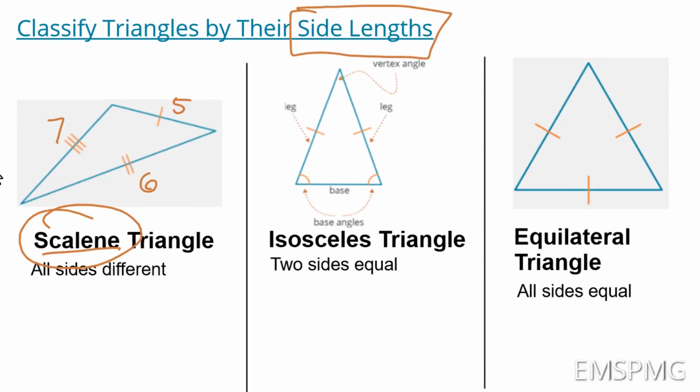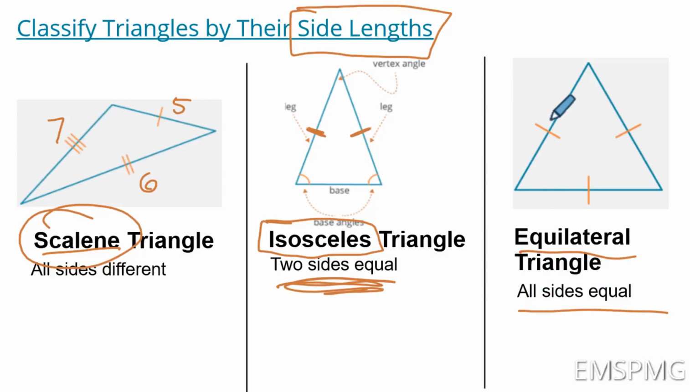Now check out what if you have two sides that are equal. That's called an isosceles triangle. That's kind of a funky word there. So you can see from these indicators that this side is congruent to this side. So this is an isosceles triangle. And the final one that you can classify triangles by side lengths is equilateral triangle, equilateral. So all sides are equal. So this side is congruent to this side, is congruent to this side.